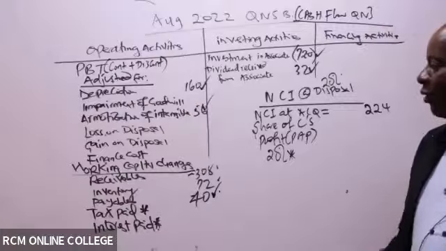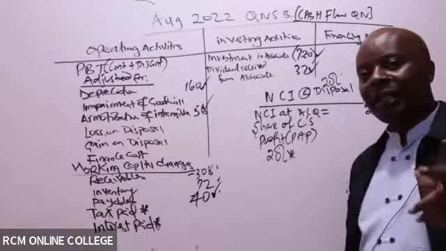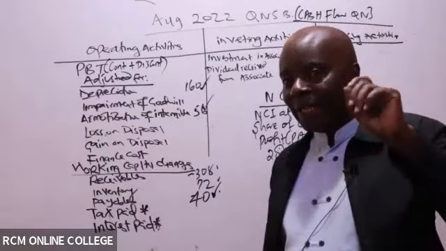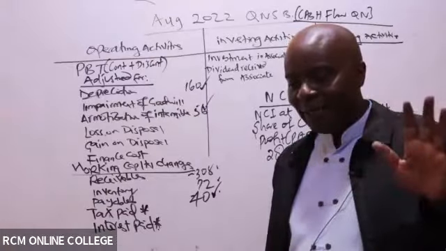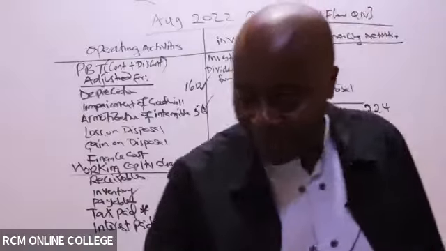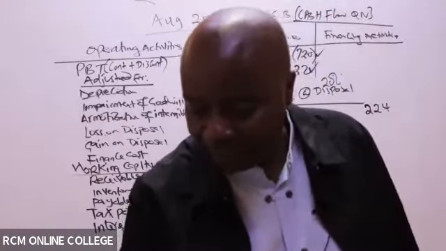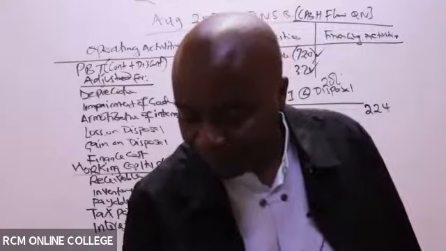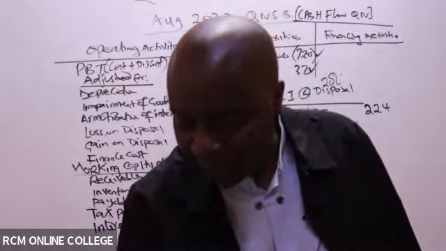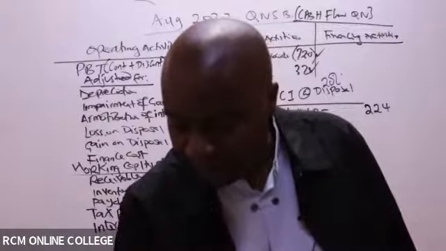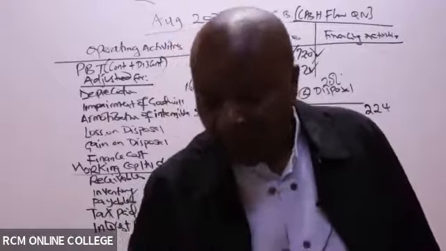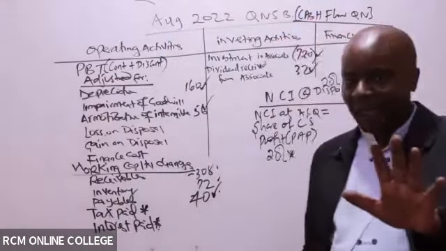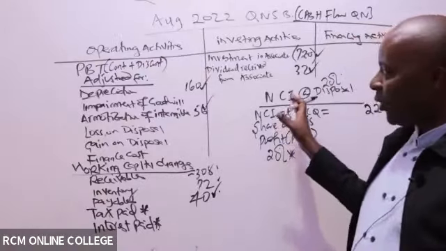Okay, let's do it this way. If you look at the statement of financial position, you have NCI. Are you able to see under the statement of financial position, the NCI balance brought down and balance brought forward? Are you able to see that particular working? Okay, let's leave that hanging for a little.